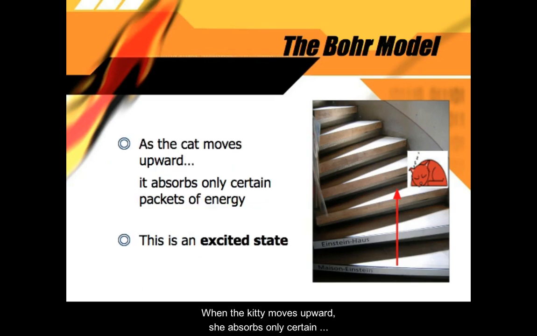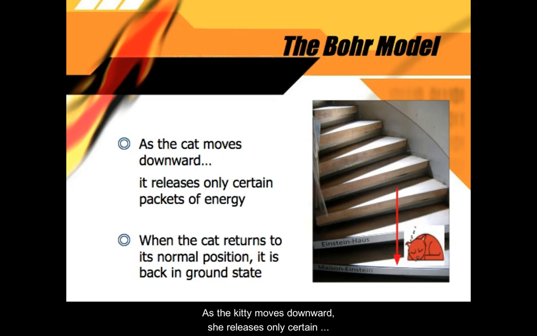When the kitty moves upward, she absorbs only certain packets of energy. This is an excited state. As the kitty moves back down, she releases only certain packets of energy, the same packets of energy, in fact. So, when she returns to her normal position, she is back in ground state.